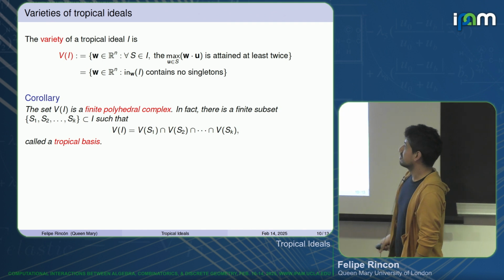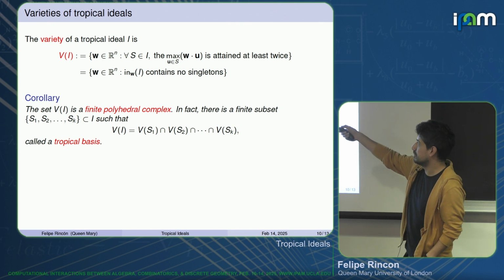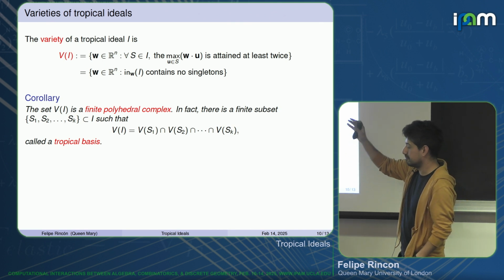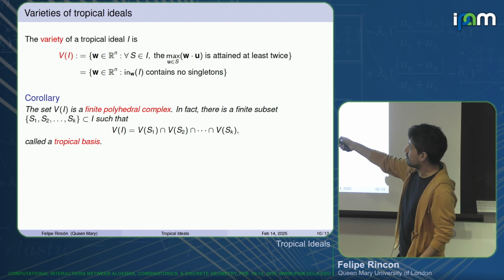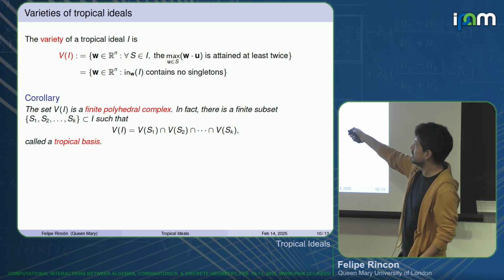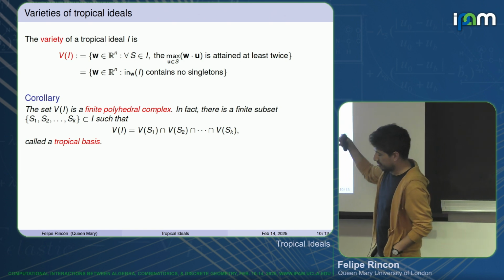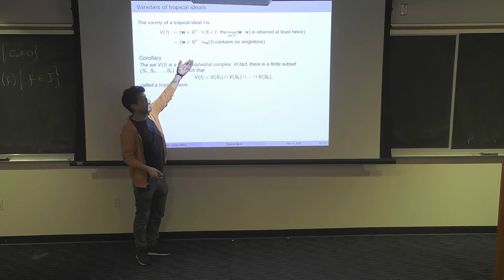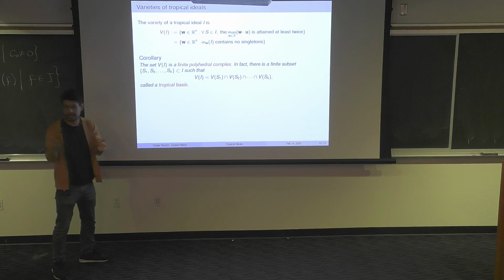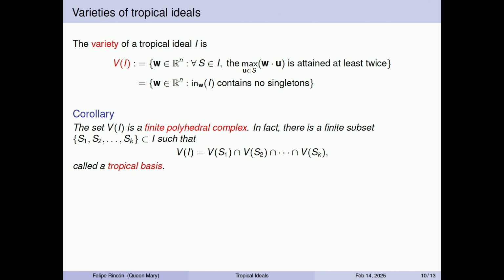Now, what's the variety? We started talking about variety. You can also define the tropical variety of a tropical ideal. We follow the convention we have in tropical geometry, the natural construction: we look at the directions where, for every subset in your ideal, the maximum is attained at least twice. Just the same thing we had done before. Another way of thinking about it is that you take the space of all weight vectors for which the initial ideal contains no monomial, no singletons. We had talked about that definition already. So every tropical ideal is going to have some variety associated to it.